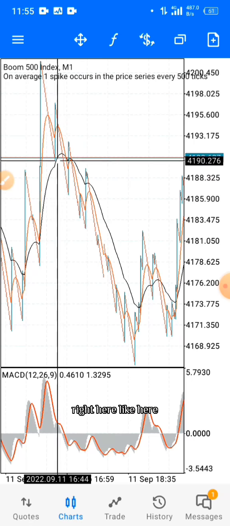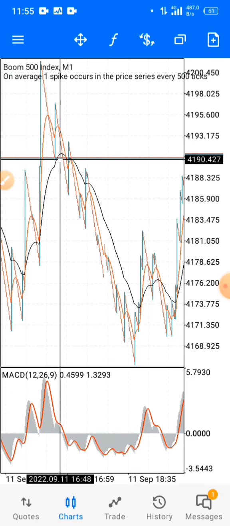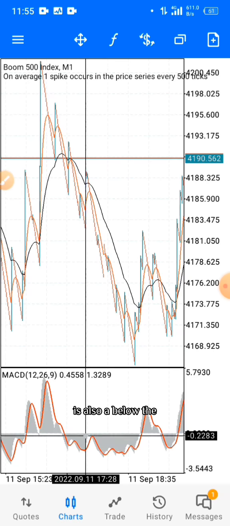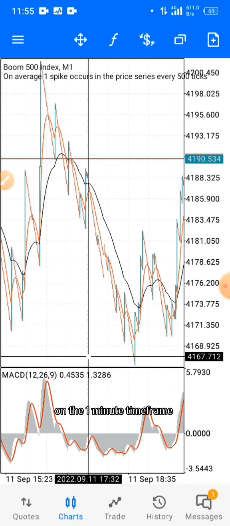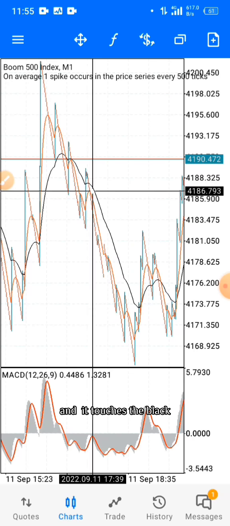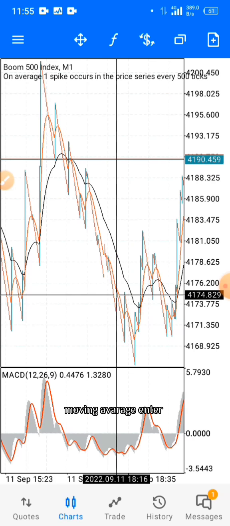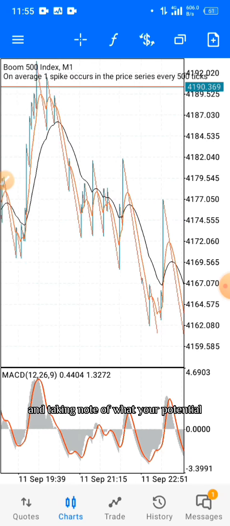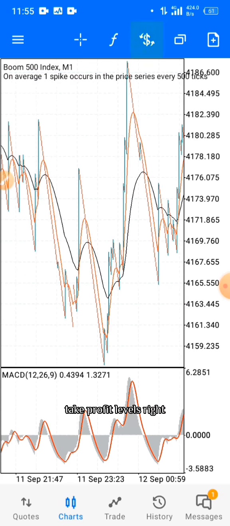Structure to the downside right here. It breaks structure to the downside, and our MACD histogram is also below the zero level on the 1 minute time frame. So when the spike comes again and touches the black moving average, we enter what? Another sell, right? So you're going to be marking your support and resistance on the higher time frames and taking note of your potential take profit levels, right?